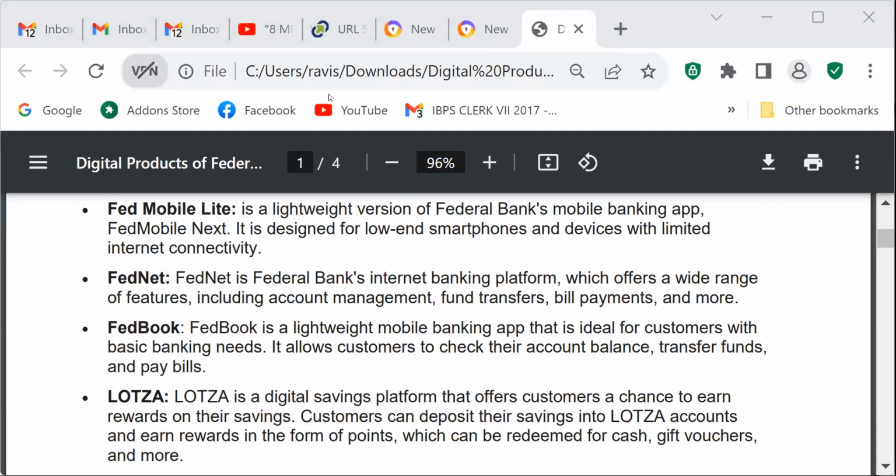Next candidate, Aditya has studied already. Now we will go to Anlin Jeffy.